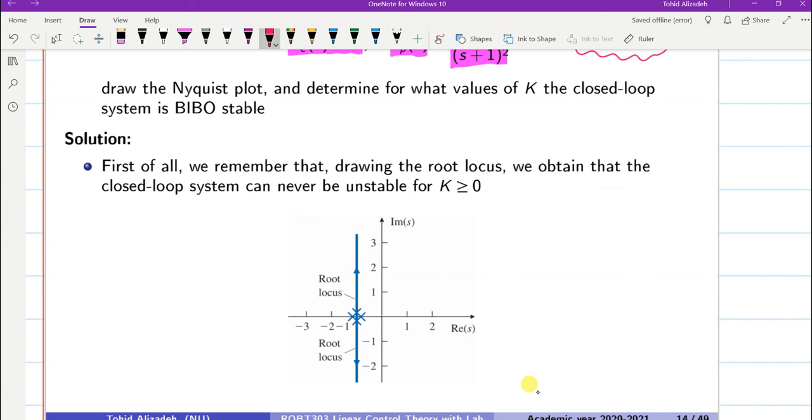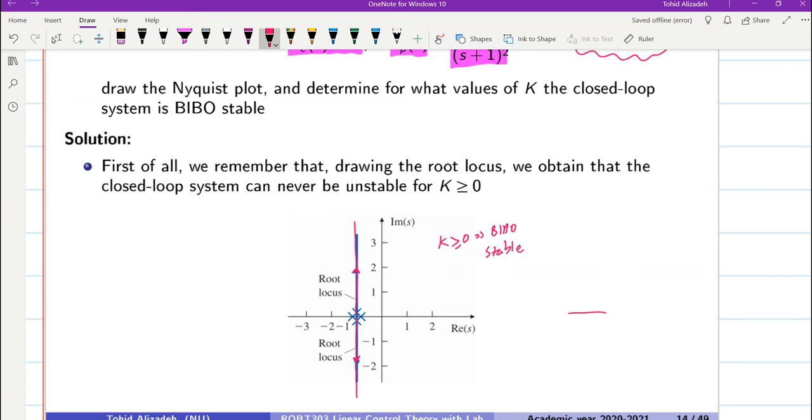Before moving to the Nyquist diagram drawing, we can have a quick look at the root locus of the system. For K bigger than 0, we have the root locus plot drawn already. You can see that we have two branches. One is moving towards infinity using one asymptote, and the other goes towards infinity using the other asymptote. So for K bigger than or equal to 0, the closed loop system will be stable.